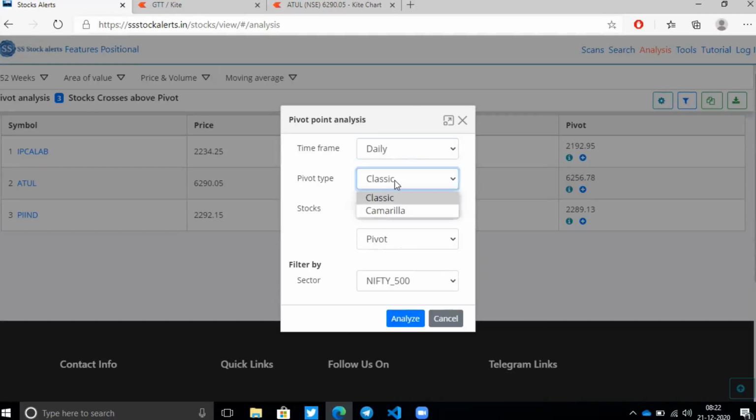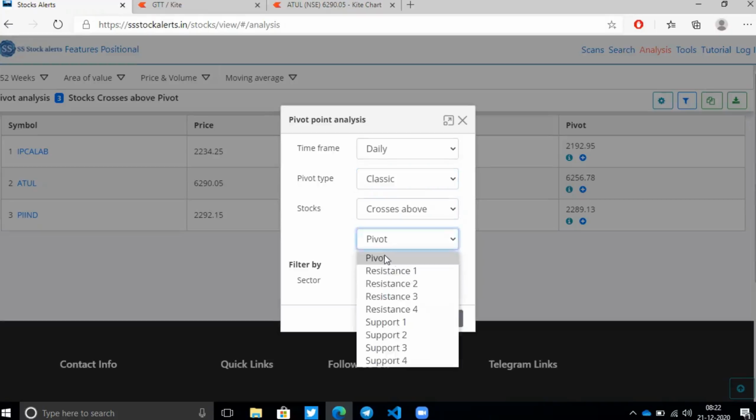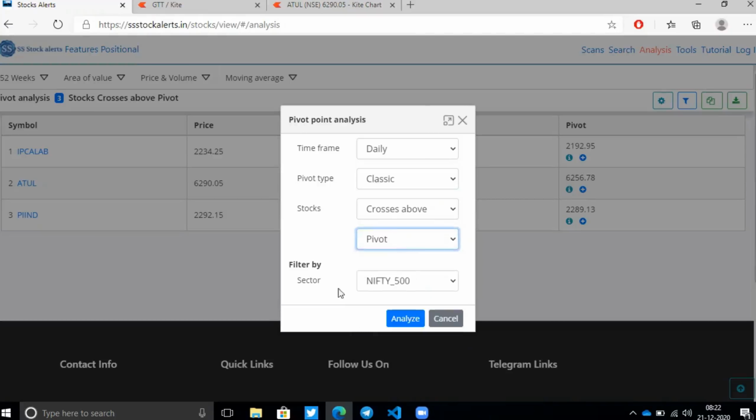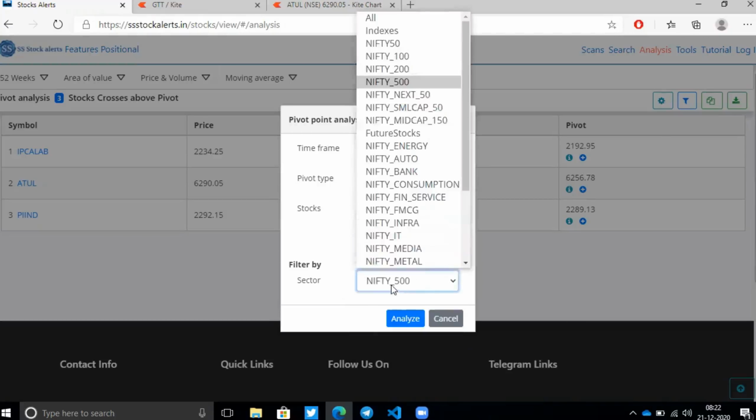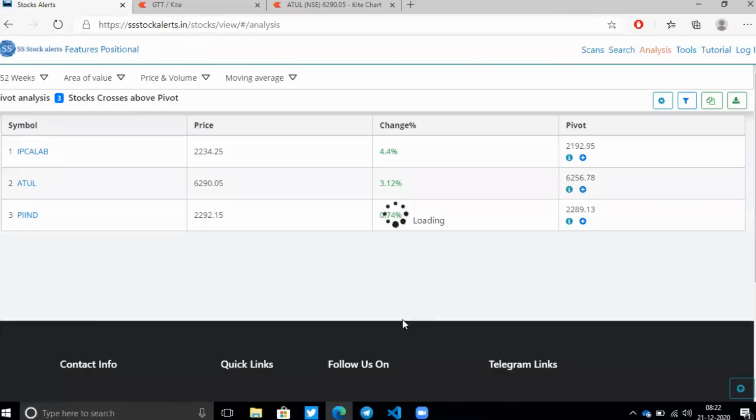Okay, here I'm selecting daily, my pivot type is classic, and the stocks should cross above. It should not just be above, it should cross above the pivot point, and I'm selecting pivot. There are support and resistance levels too, but for now I am going to select the pivot. Select the sector, whichever you want. For now I am selecting the Nifty 500 stocks and analyzing, and we will get the list from the server.